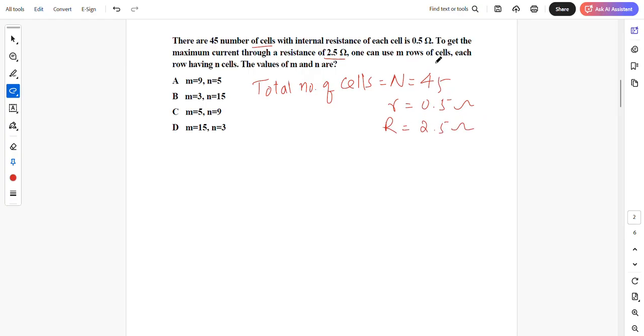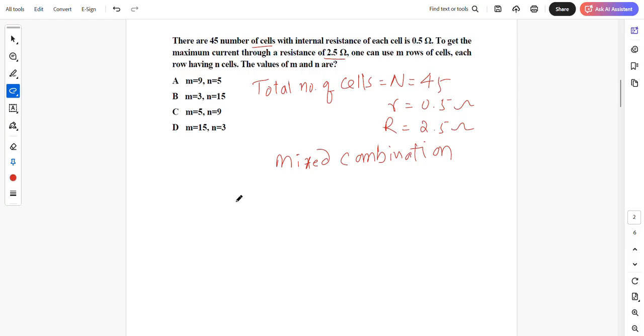One can use m rows of cells, each having n cells. The values of m and n are? This is called mixed grouping, a mixed combination of cells. In a mixed combination, we'll be having series as well as parallel combination.